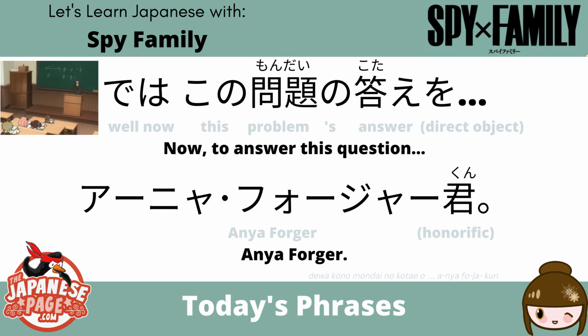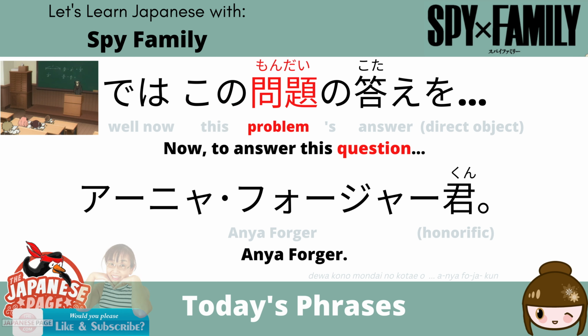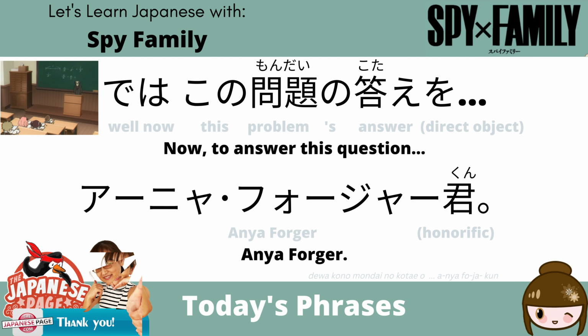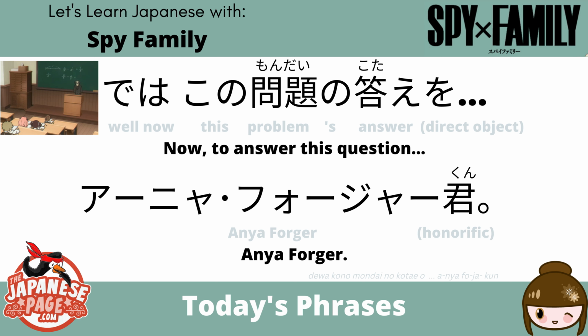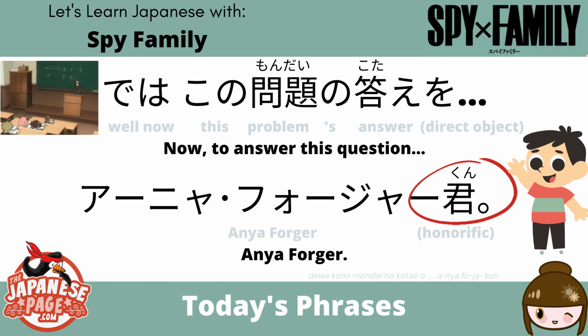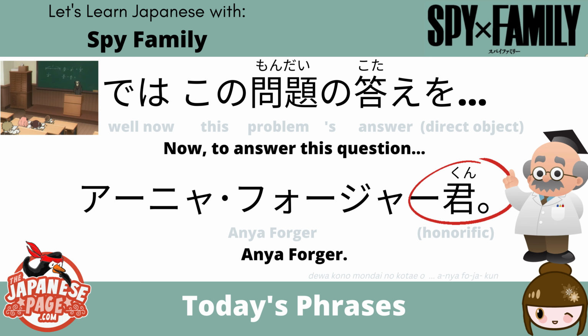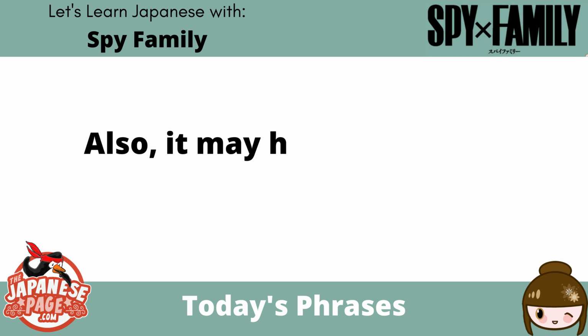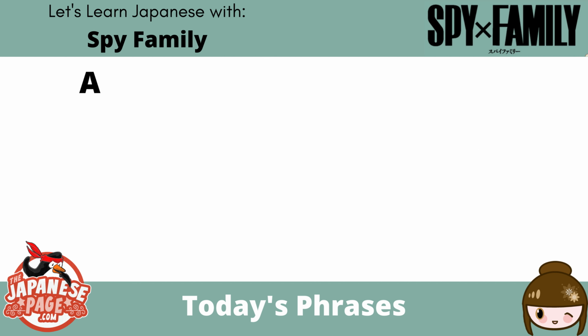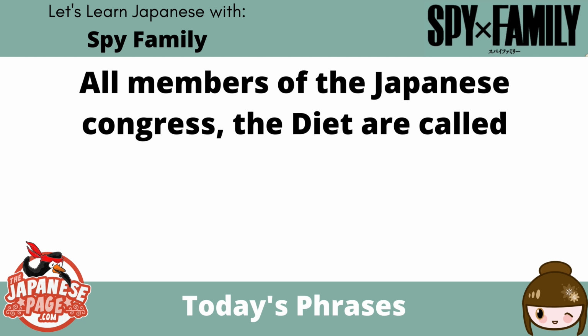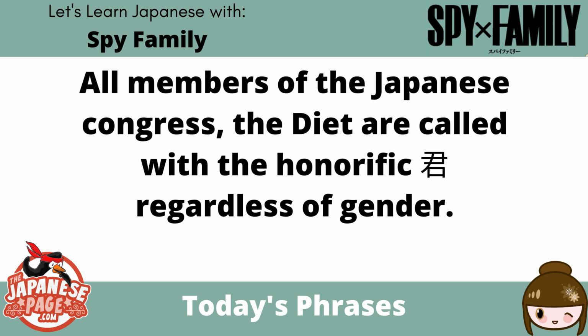ではこの問題の答えを。Now, to answer this question, ではこの問題の答えを。アーニャ・フォージャー君。Anya Forger. Notice the teacher uses kun as the name honorific. While normally kun is associated with boys and young men, older male teachers may use kun with girls. Also, it may have a sense of equality. For example, all members of the Japanese Congress, the Diet, are called with the honorific kun, regardless of gender.